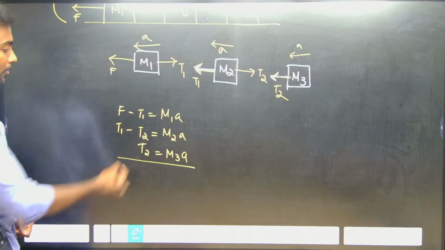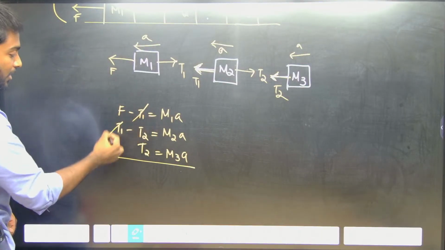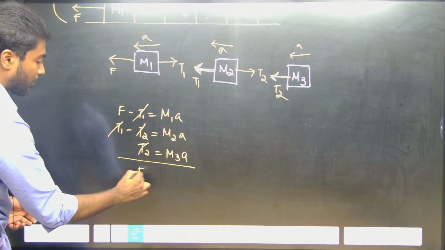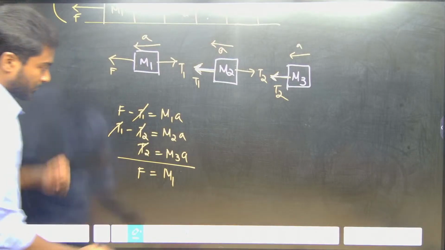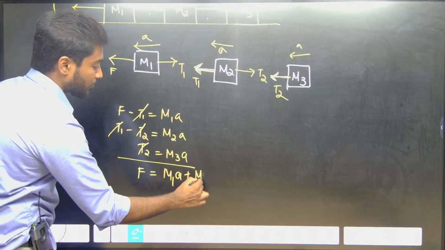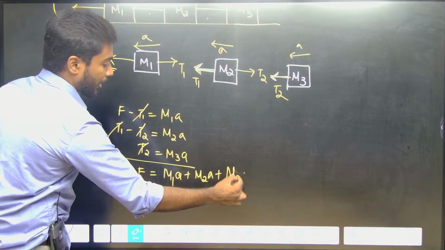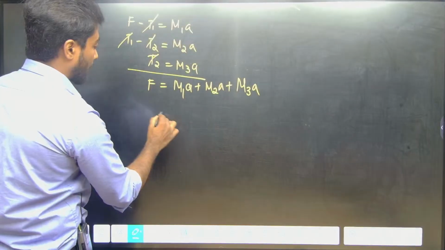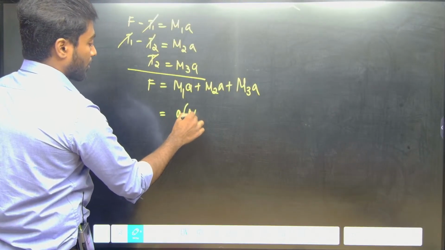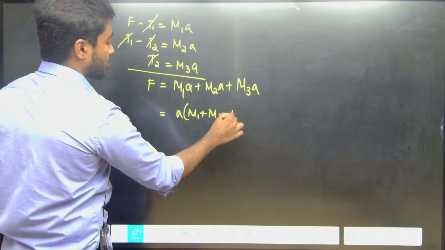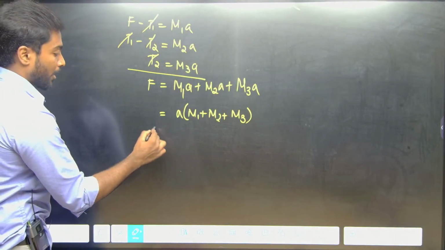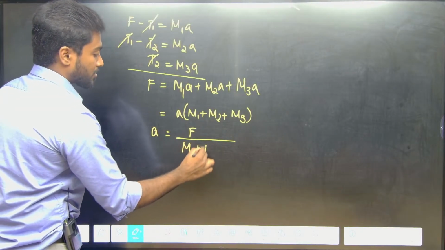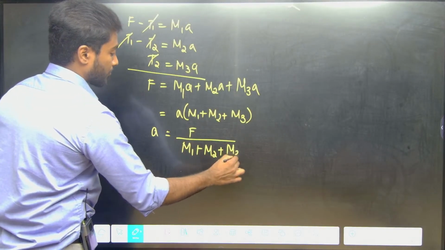If I add everything, T1 minus T1 plus T1 minus T2 plus T2, everything gets cancelled off, F will be equals to M1A plus M2A plus M3A. Done? So, if I take A commonly outside, what happens? A times of M1 plus M2 plus M3. So, A will be equals to F by M1 plus M2 plus M3.